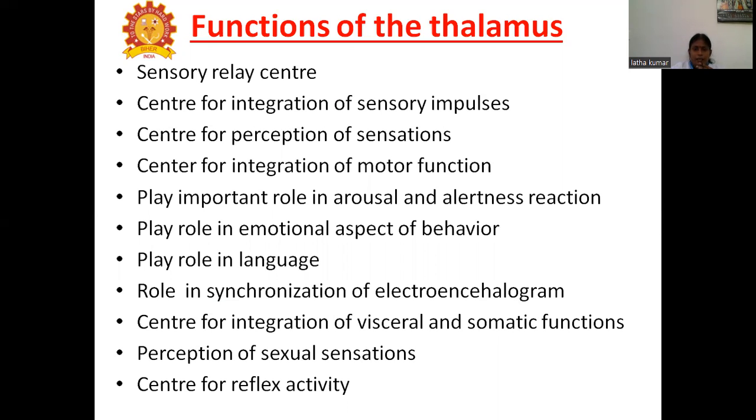So next one is the center for integration of visceral and somatic functions. The thalamus receives somatic as well as autonomic sensation and it is connected with the hypothalamus. Because of this, it also acts as a center for integration of visceral and somatic functions. So next one is the perception of sexual sensation. So thalamus acts as a center for perception of sexual sensation.